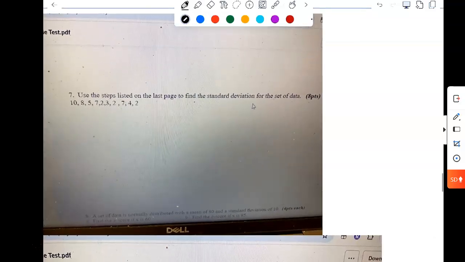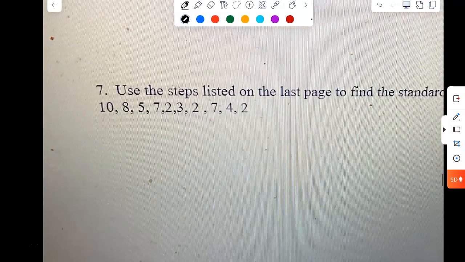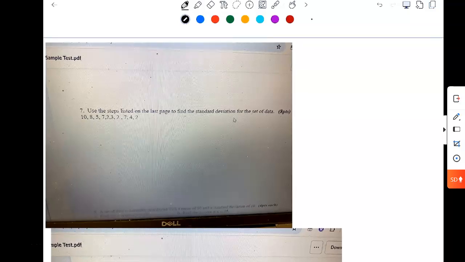Now, the next question here asks us to find the standard deviation. However, that's the most involved of the problems. Again, those steps will be provided for you on your exam, so it's not something you have to remember the steps.